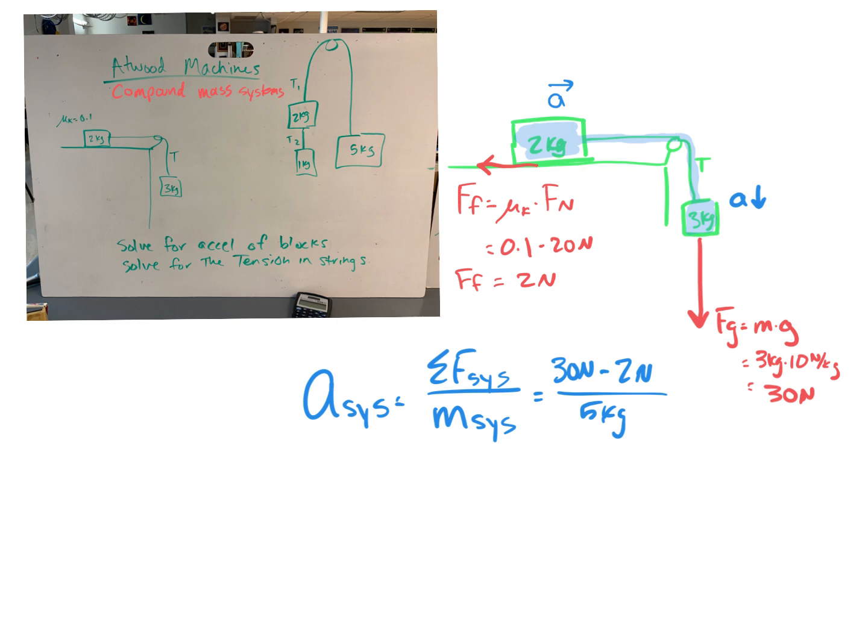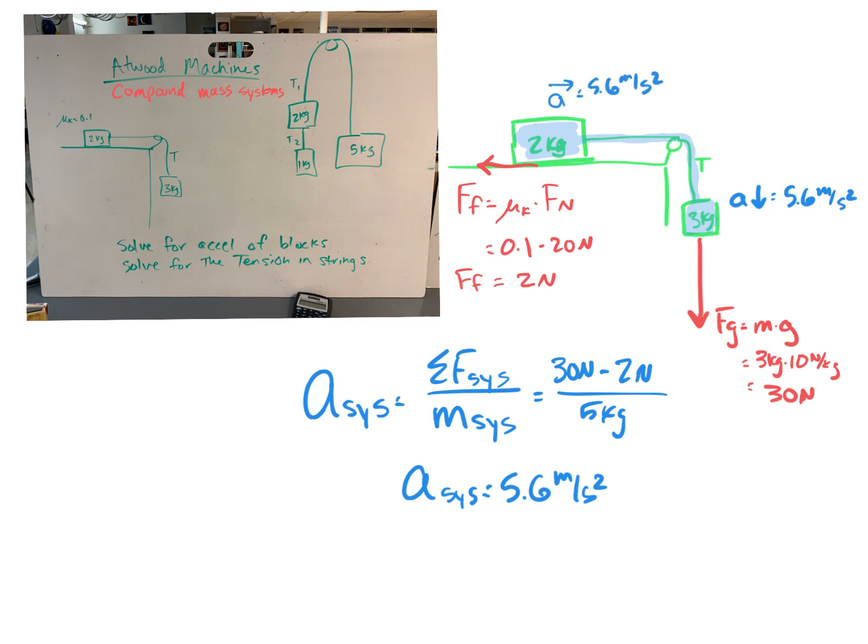28 divided by 5 gives me an acceleration of our system of 5.6 meters per second squared. So at every single point, that is what the acceleration is. So that block is accelerating down at that rate. This block is accelerating over at that rate.